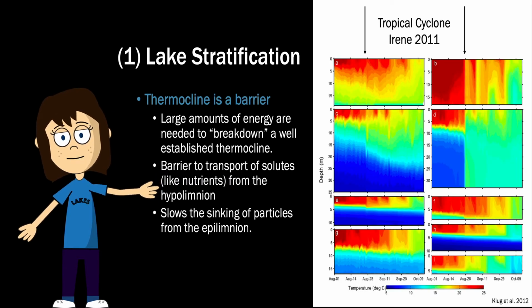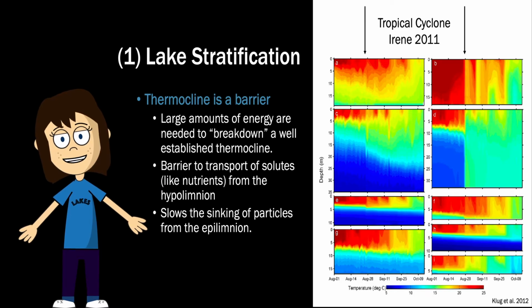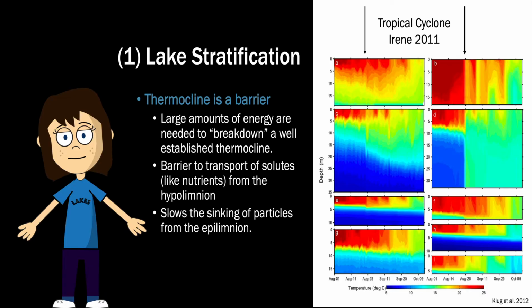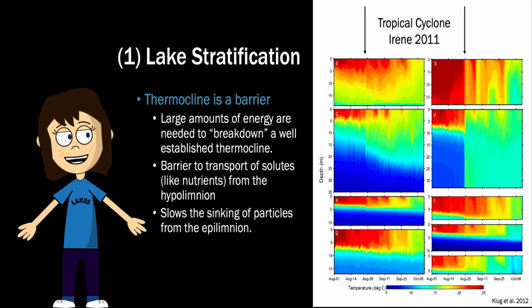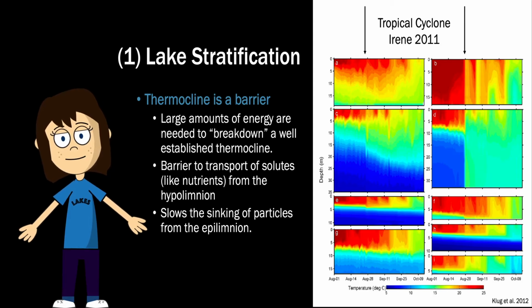Because of that high thermal resistance, the thermocline acts as a barrier in the lake, and large amounts of energy are needed to break down the thermocline. It's also a barrier to transport of solutes, like nutrients, from the hypolimnion up into the epilimnion, and it slows the sinking of particles from the epilimnion down into the hypolimnion.